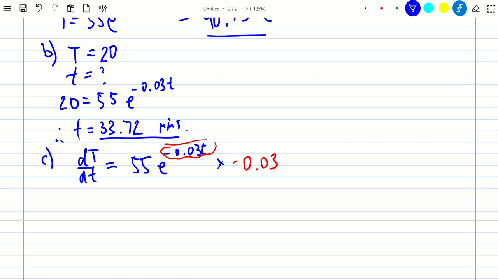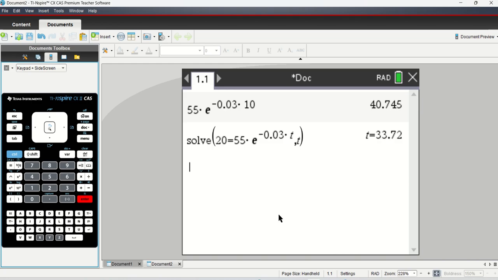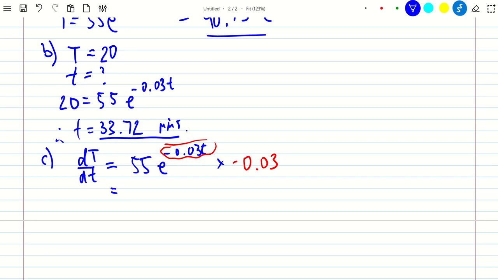And we could do this all on the CAS calculator. That would be fine, but I just wanted to make sure to remind you about how to do that. So 55 times 0.03, that's going to be 1.65 something. Anyway, I'll go do it on CAS. 55 times 0.03. Okay, so 1.65. So that'll be negative 1.65 e to the power negative 0.03 t.